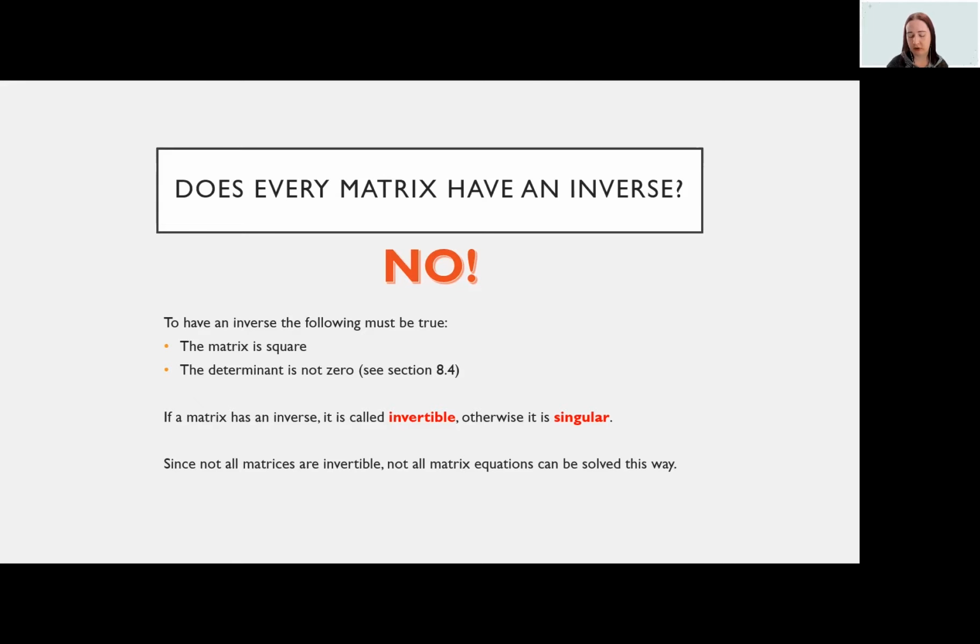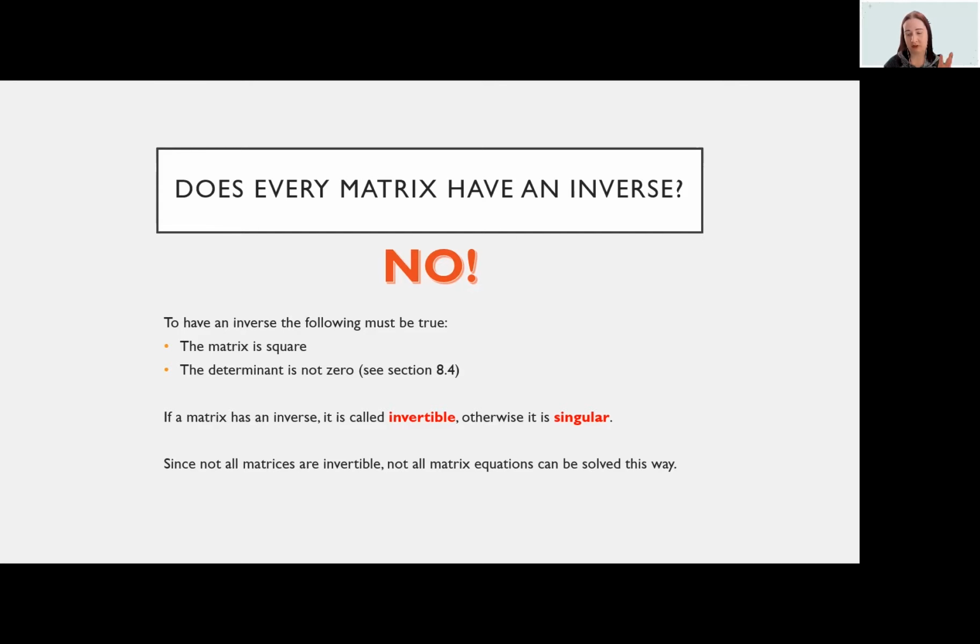So there are certain types of matrices that have inverses, and if there's an inverse, then you can use this method to solve, but it doesn't always work, which is why we have our other methods. If a matrix has an inverse, we call it invertible. If it does not have an inverse, it's called singular.